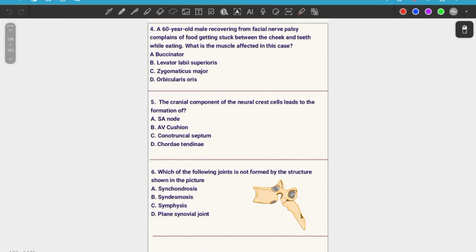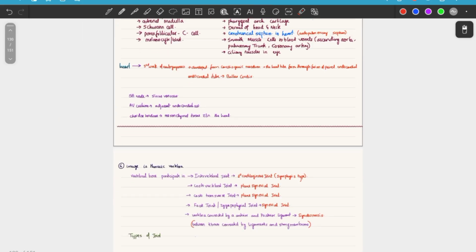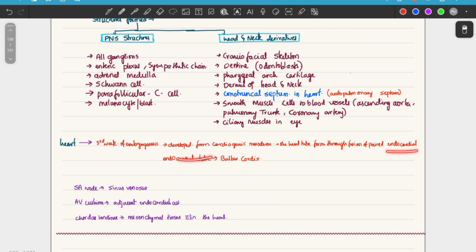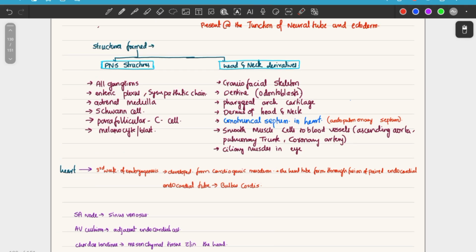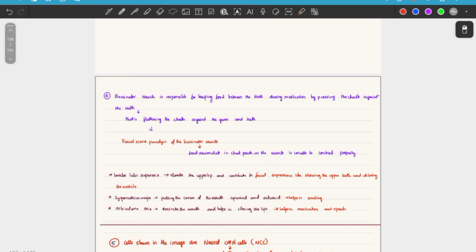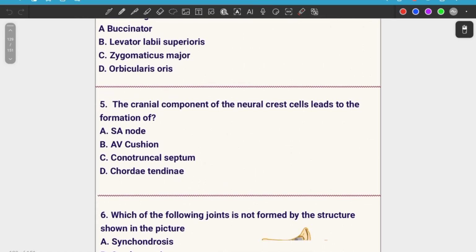Here the option is conotruncal septum. If you know the exception, that is, everything of the heart is derived from the endocardial tube, that is the mesodermal origin, but the only exception is the conotruncal septum. So if you remember conotruncal septum is the exception, it's easy, isn't it?